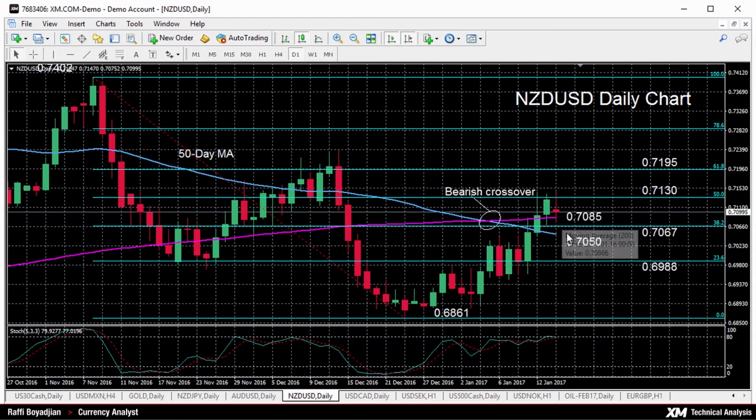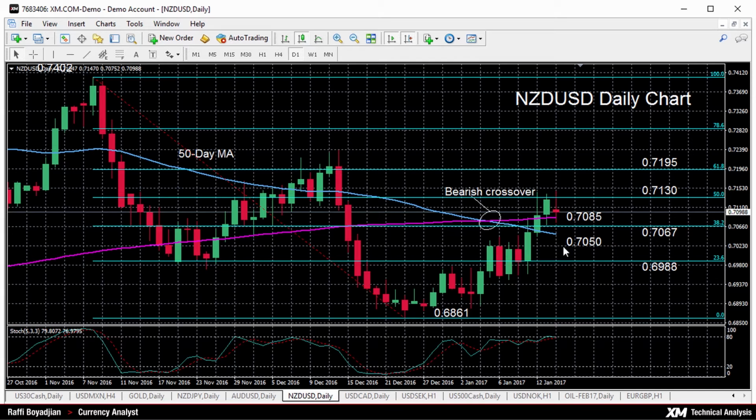Below that, the 38.2% Fibonacci level of the November to December down leg comes into view at 0.7067 as the next support level. A drop below the 38.2% Fibonacci level could accelerate any declines towards the 50-day moving average, currently at 0.7050. A breach of the 50-day moving average would risk shifting the near-term bias to negative.